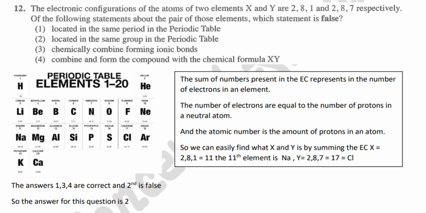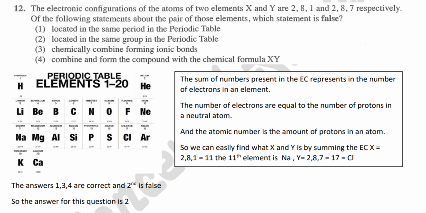X has 11 electrons and Y has 17 electrons. So we count hydrogen, helium, lithium, beryllium, boron, carbon, nitrogen, oxygen, fluorine, neon, sodium. That's the 11th element, sodium. And Y is the 17th element, which is chlorine. So we go back to the question.